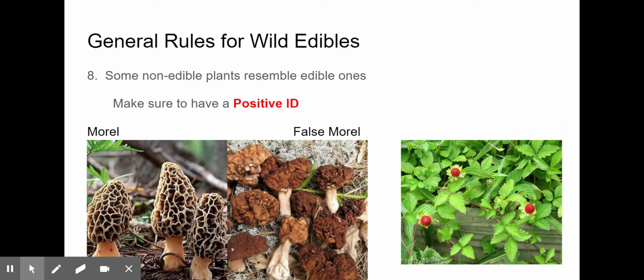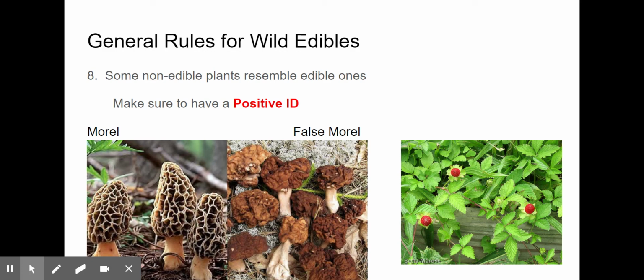Number 8, some non-edible plants resemble edible ones. This is by no mistake, where they know what is and what isn't edible, so they kind of want to mimic that. So make sure you have a positive ID. So morel versus false morel mushrooms. These are really tasty treats. The morel mushrooms are in the springtime. And if you look on the right side of that picture, they kind of resemble each other. So morels are tasty, false morels are poisonous to us. So we just can't go around harvesting things that kind of look alike without a positive ID.